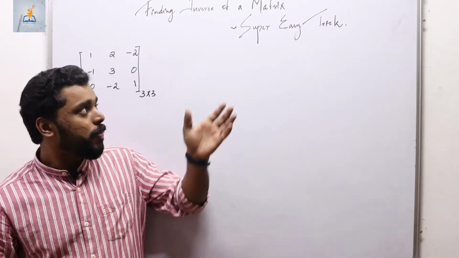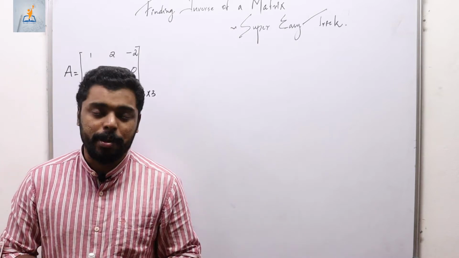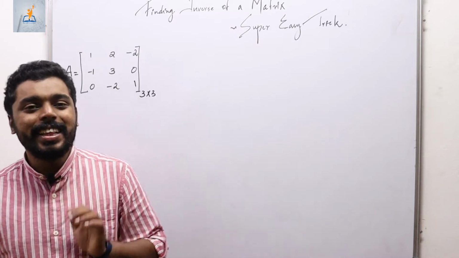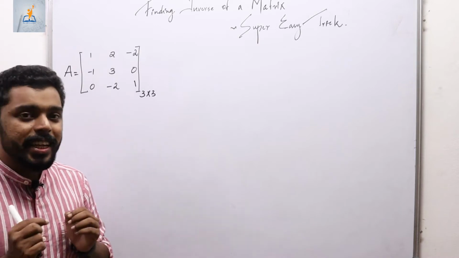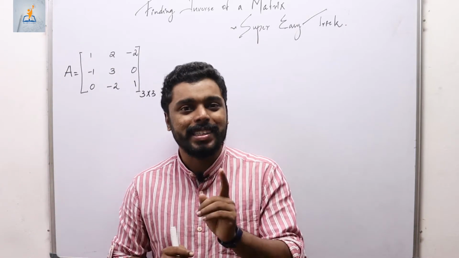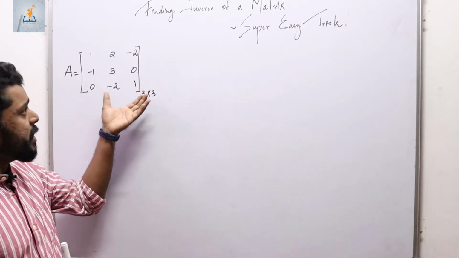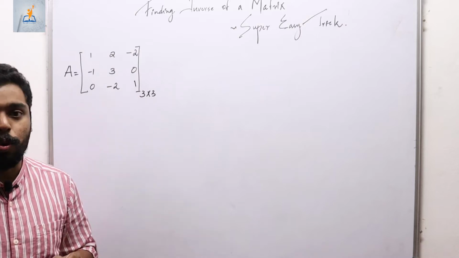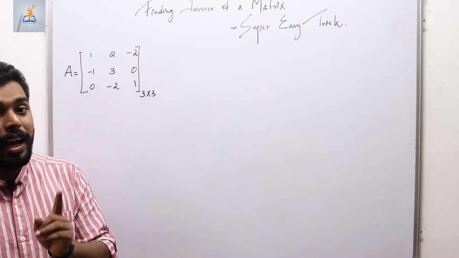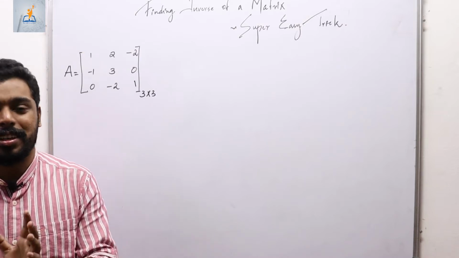In order to prove this super easy trick, let us take a specimen matrix. As you all know, any 3 by 3 matrix has an inverse if and only if the determinant of that matrix is non-zero, isn't it? So in order to prove this trick for this 3 by 3 matrix also, first of all we have to evaluate the determinant of that matrix and make sure that it is non-zero.